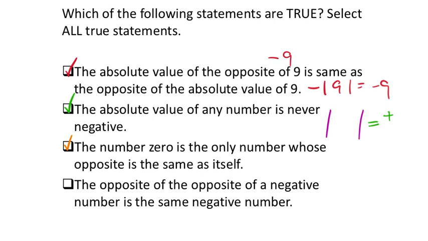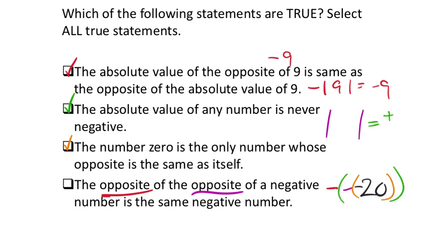This next one: the opposite of a negative number is the same negative number. Let's look at that. I'm just going to choose any number. I'll choose 20. It says the opposite of the opposite of this negative number, which is negative 20. So let's organize this with some parentheses, something like this.